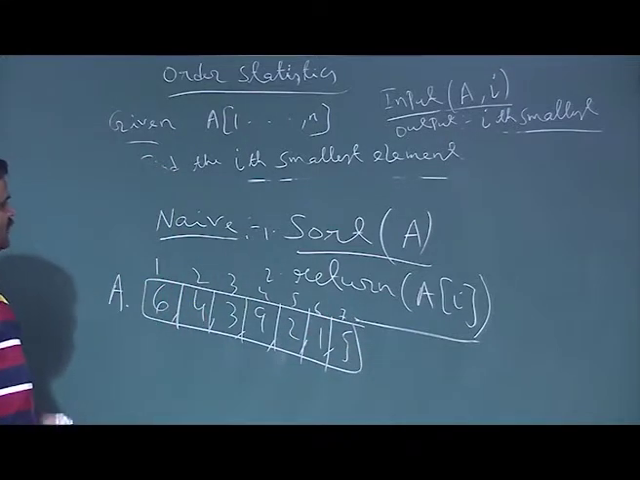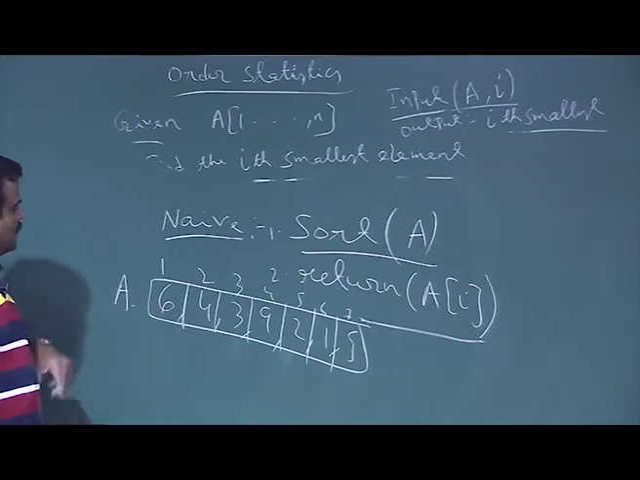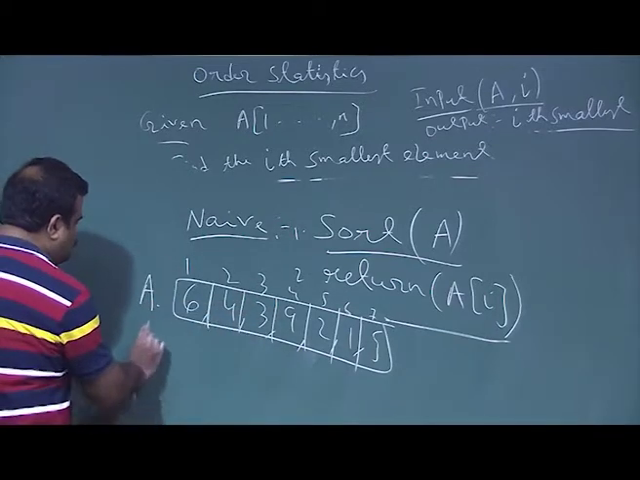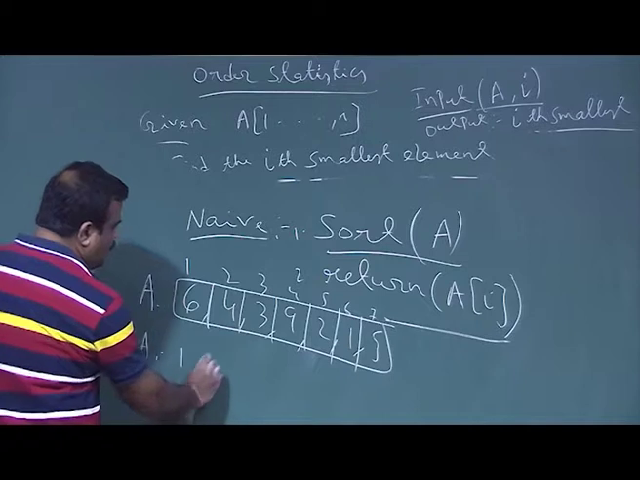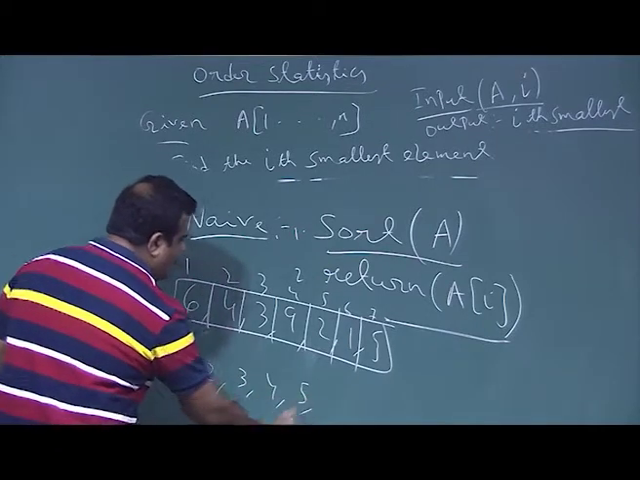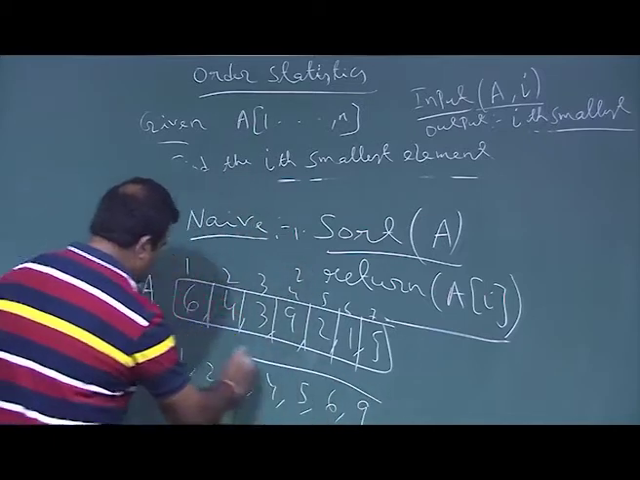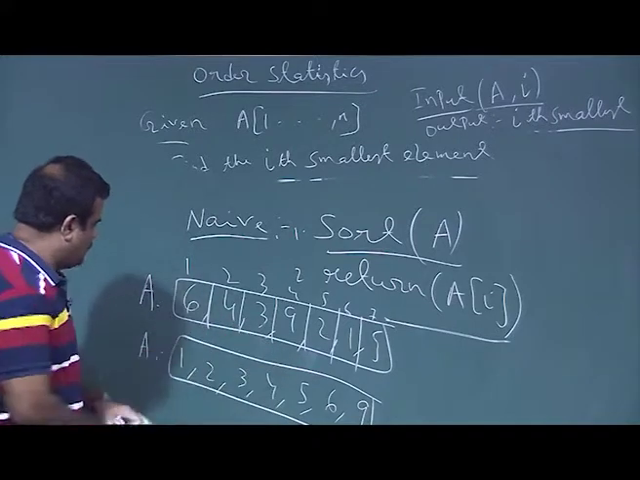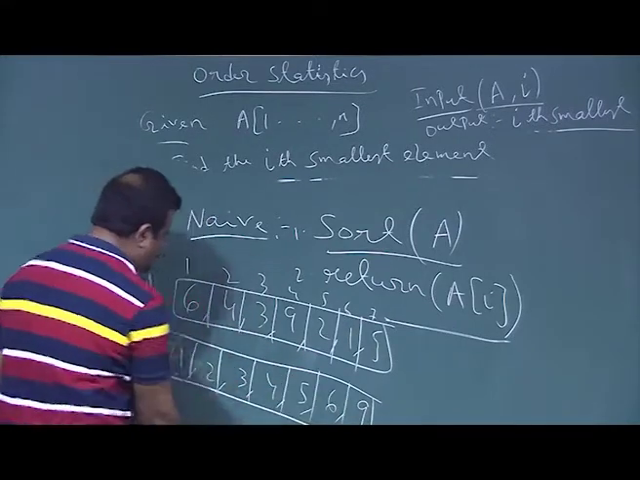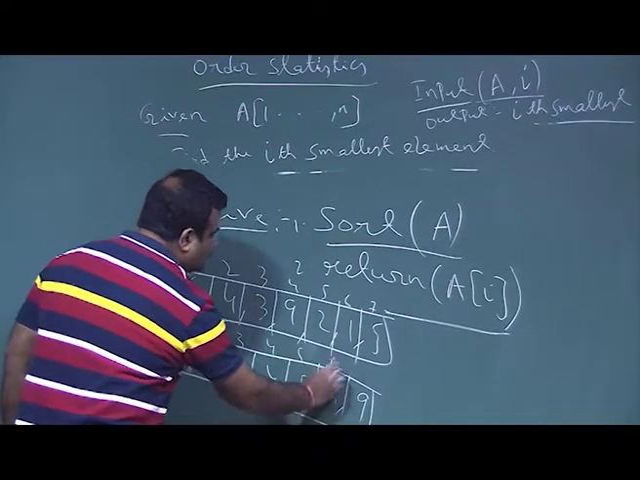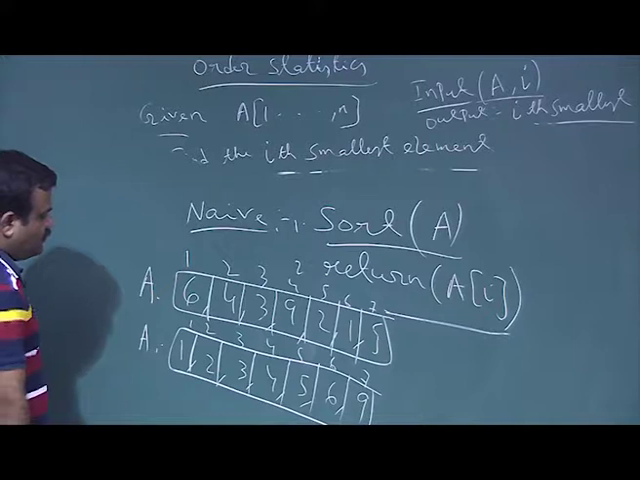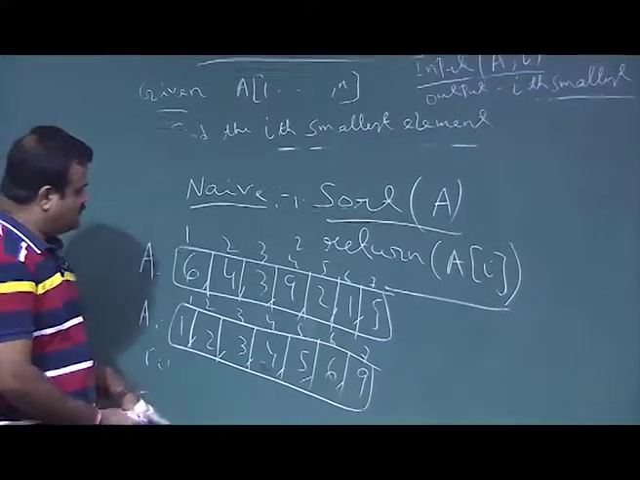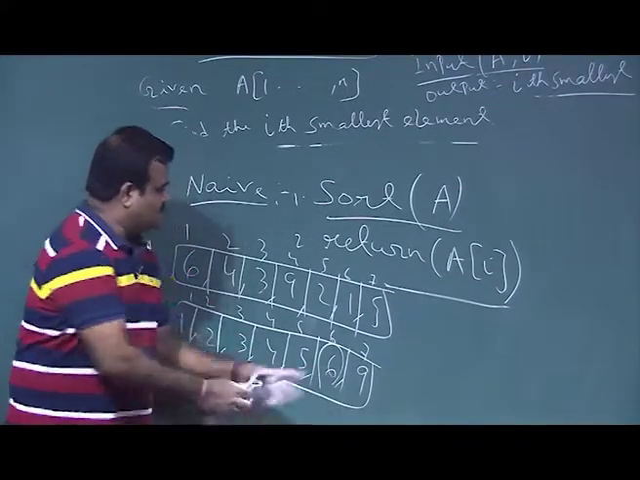Now suppose we want to find the 5th smallest element. What is our naive approach? We sort this. Once we sort it, the array will be 1, 2, 3, 4, 5, 6, 9. Okay, fine, this is the sorted one. If we want to find, say, the 6th smallest element, i equal to 6, then we just return A6 after sorting.